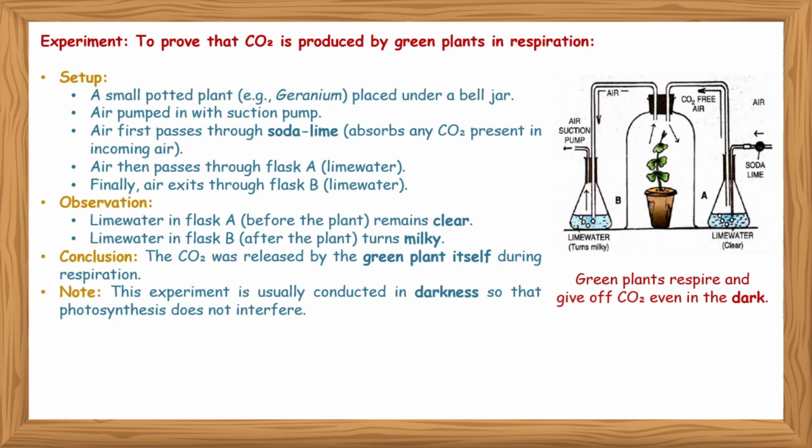Observation: lime water in flask A, before the plant, remains clear, and lime water in flask B, after the plant, turns milky. Conclusion: the carbon dioxide is released by the green plant itself during its respiration within the bell jar. Note: this experiment is usually conducted in darkness so that photosynthesis does not interfere with the process. So the image shown here is that green plants respire and give off carbon dioxide even in the dark.